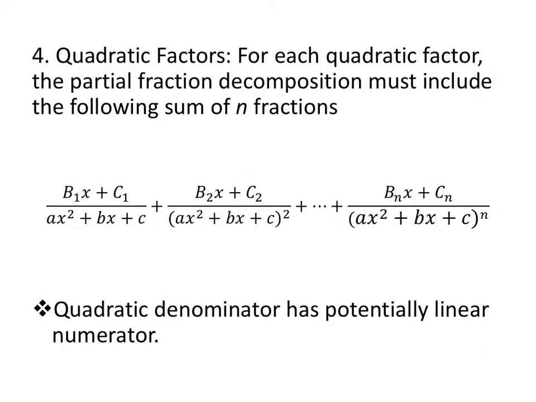For all of our irreducible quadratic factors, the partial fraction decomposition must include the following sum of n fractions. So a quadratic denominator will have a linear numerator. And it could be that b is 0, it could be that c is 0. They won't both be 0 in every case. But if there's a quadratic factor that's repeated, we have to repeat the fraction with the increasing powers as well. So a quadratic denominator has a potentially linear numerator. And we're going to find values for the a's that I had on the previous screen, the b's and the c's that I have here.